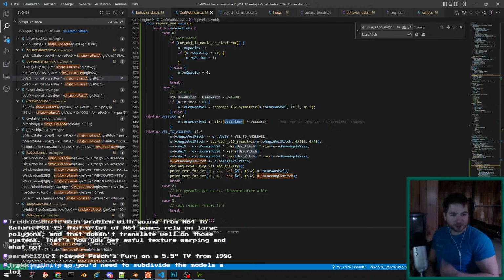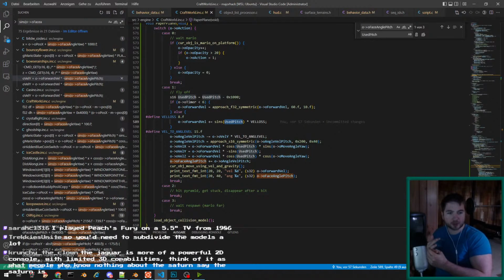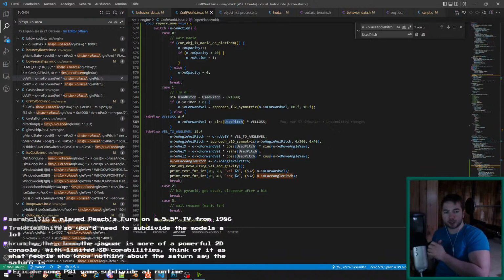That's cool, Sarah. And low polygons and those are other systems. Oh, you don't have perspective correction. That would do it.